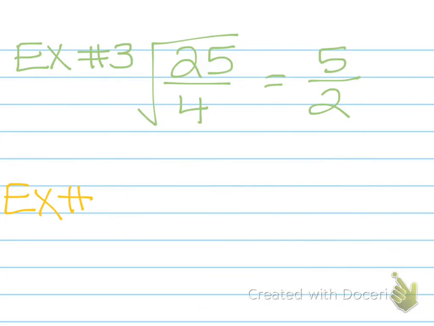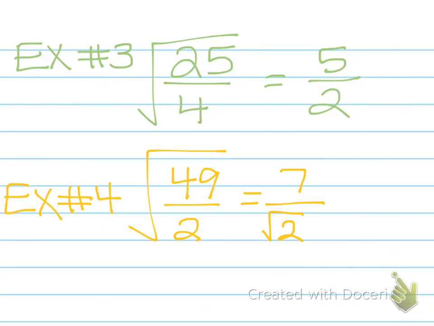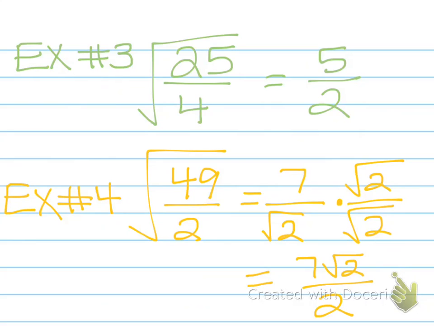And our last example, example number 4, I could give you the square root of 49 over 2. Well, I can take the square root of the numerator, which is great, that's 7, but then I have square root of 2, and just like we did 2 problems ago, we have to rationalize it by multiplying the numerator and the denominator by the square root of 2. So, our final answer is going to end up being 7 square root 2 over 2. Nothing can simplify, the 2 has to stay under the radical, and that is it.